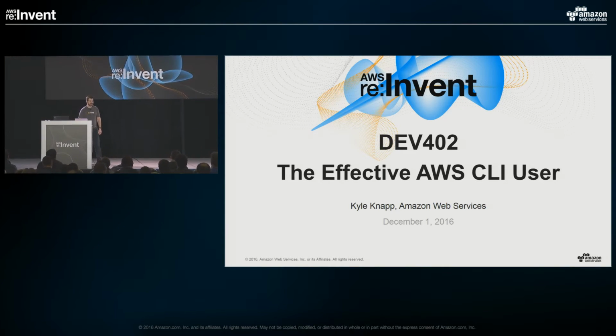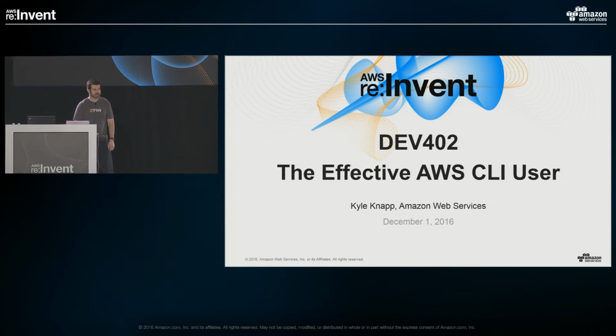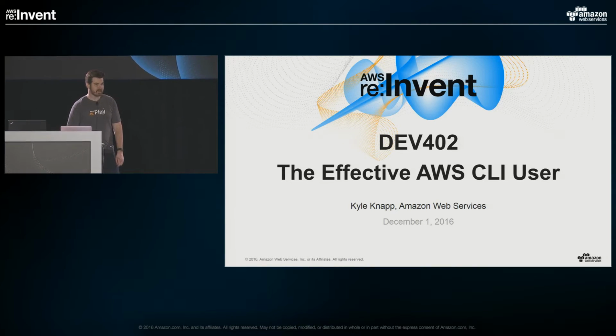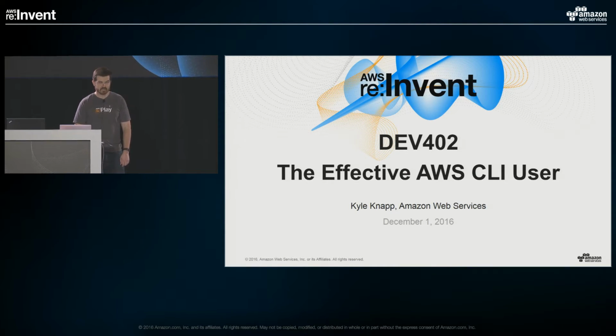Hello everyone, my name is Kyle Knapp, and I'm a software developer here at AWS, where I primarily focus on developing the AWS command line interface and the AWS SDK for Python, also known as DEV402. And I'm going to talk to you today about what it means to be an effective AWS CLI user and how you can become one.